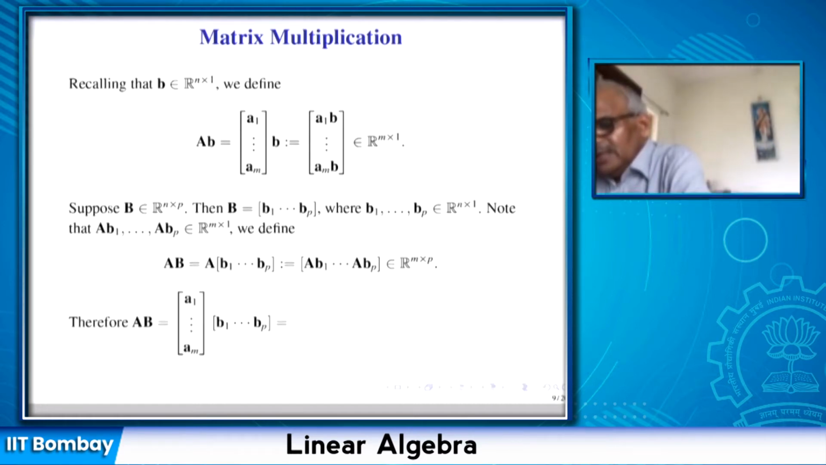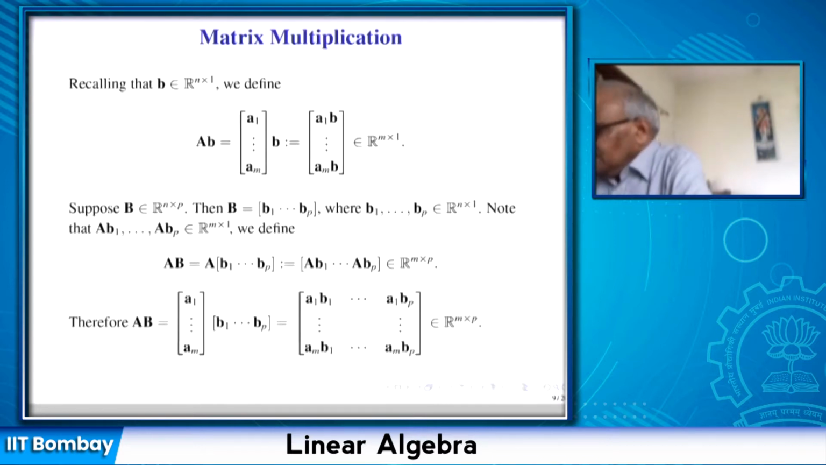So therefore, if I display the row vectors of A as A1, A2, ..., Am and the column vectors of B as b1, b2, ..., bp, then the result is this m by p matrix, where the first row consists of the dot product of A1 and b1, ..., the dot product of A1 and bp. Then the last row consists of Am·b1, ..., Am·bp, and it's an m by p matrix. That's how we are multiplying.